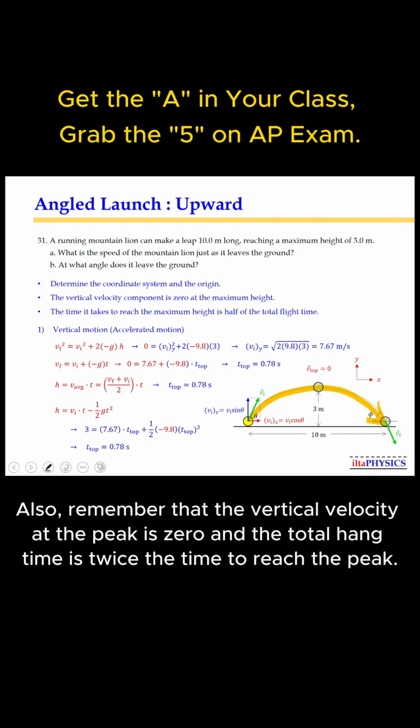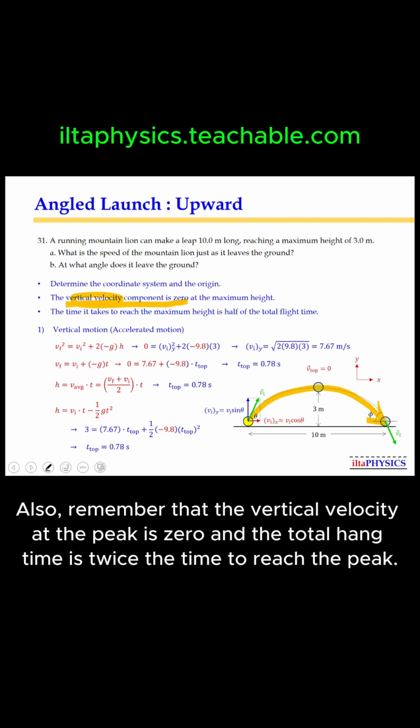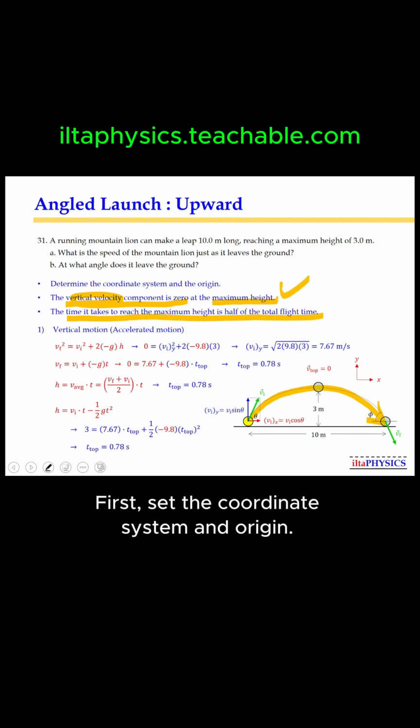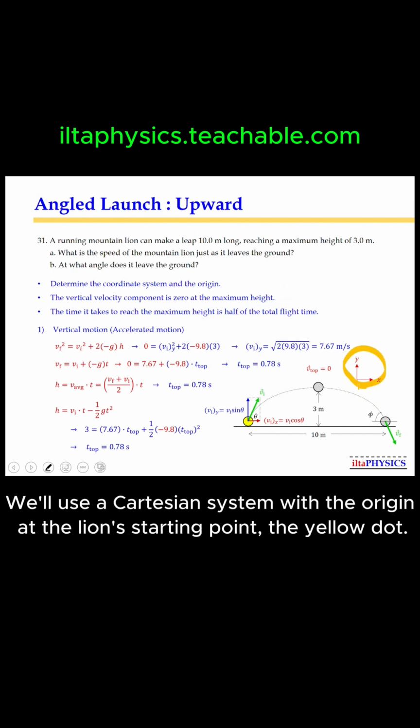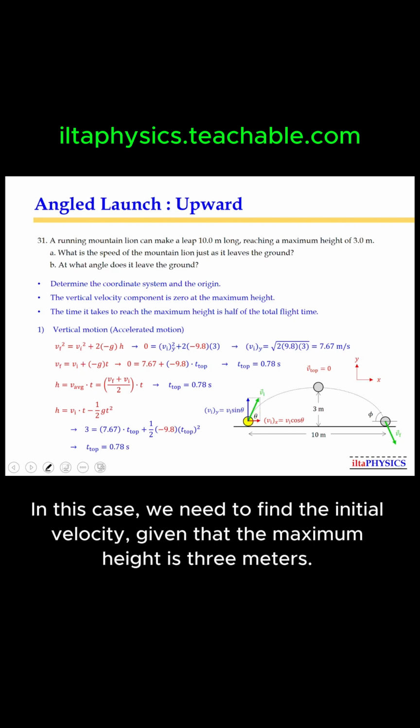Also, remember that the vertical velocity at the peak is 0 and the total hang time is twice the time to reach the peak. First, set the coordinate system and origin. We'll use a Cartesian system with the origin at the lion's starting point, the yellow dot. In this case, we need to find the initial velocity given that the maximum height is 3 meters.